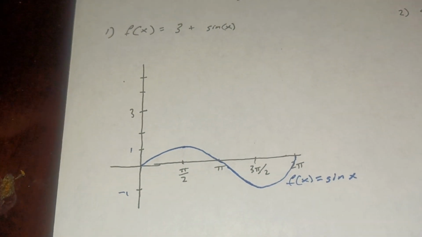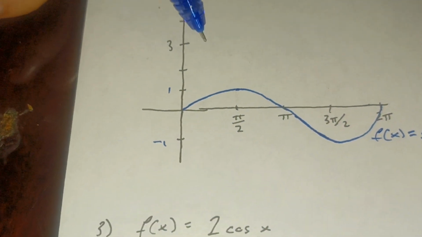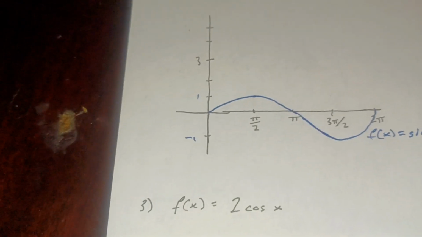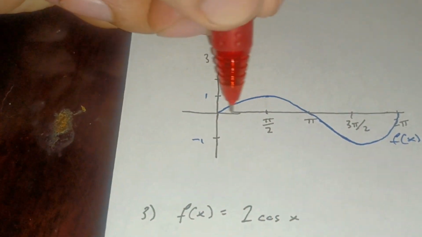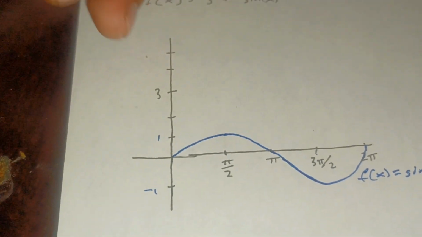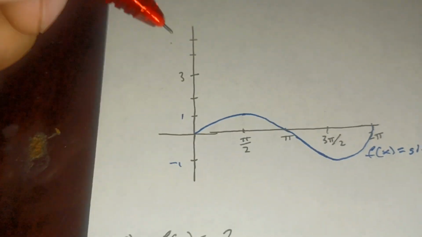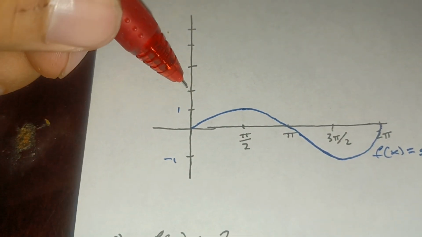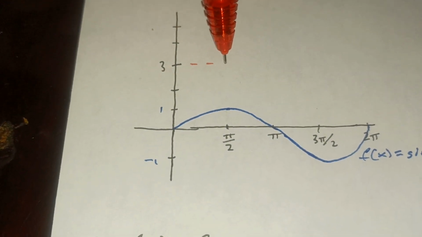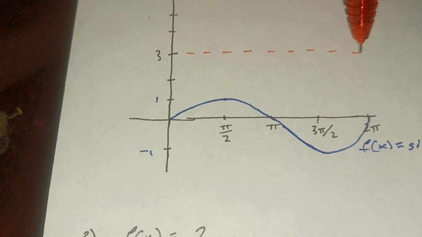So in order to graph 3 plus sine of x, we are going to vertically transform this up 3 places. Since right here we have an amplitude of 1, we are going to have an amplitude of 1 again, but we're going to be up 3 places. So we're going to count 1, 2, 3. And this is where we're going to graph our new function.